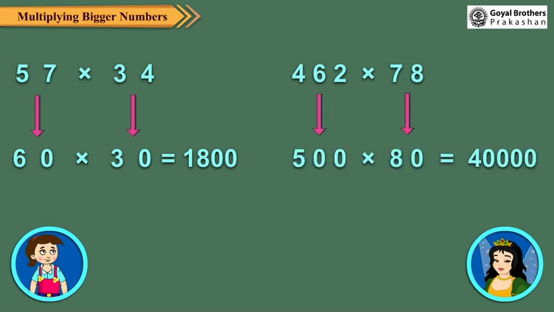Again, consider 462 multiplied by 78. 462 can be rounded to 500 and 78 can be rounded to 80. The product of 500 and 80 is 40,000. So the required estimated product is 40,000.